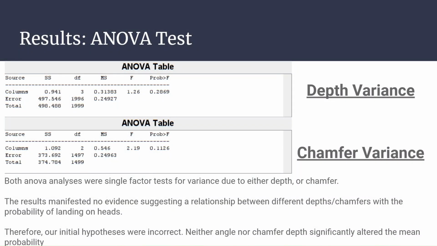And here are the results. So both ANOVA analyses were single-factor tests for variance. This was because we only chose to change any given coin with either angle or depth. We didn't do both. So the results manifested no evidence suggesting a relationship between different depth or chamfers with the probability of landing on heads. So our initial hypothesis was incorrect. Neither the angle or chamfer depth significantly altered the mean probability overall.